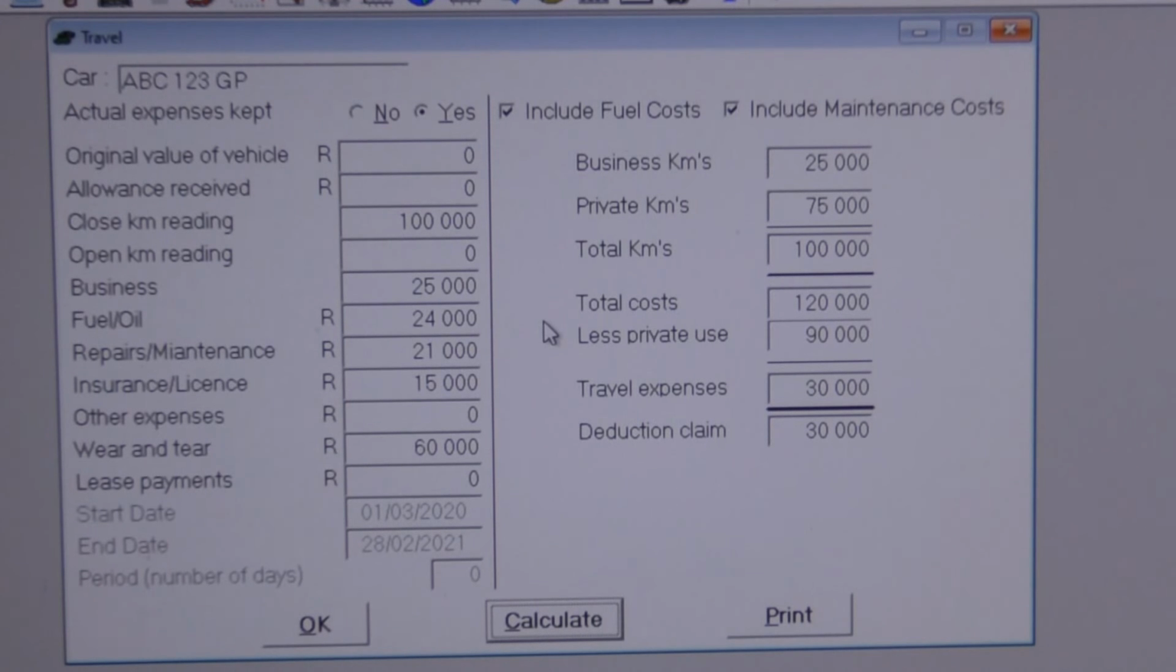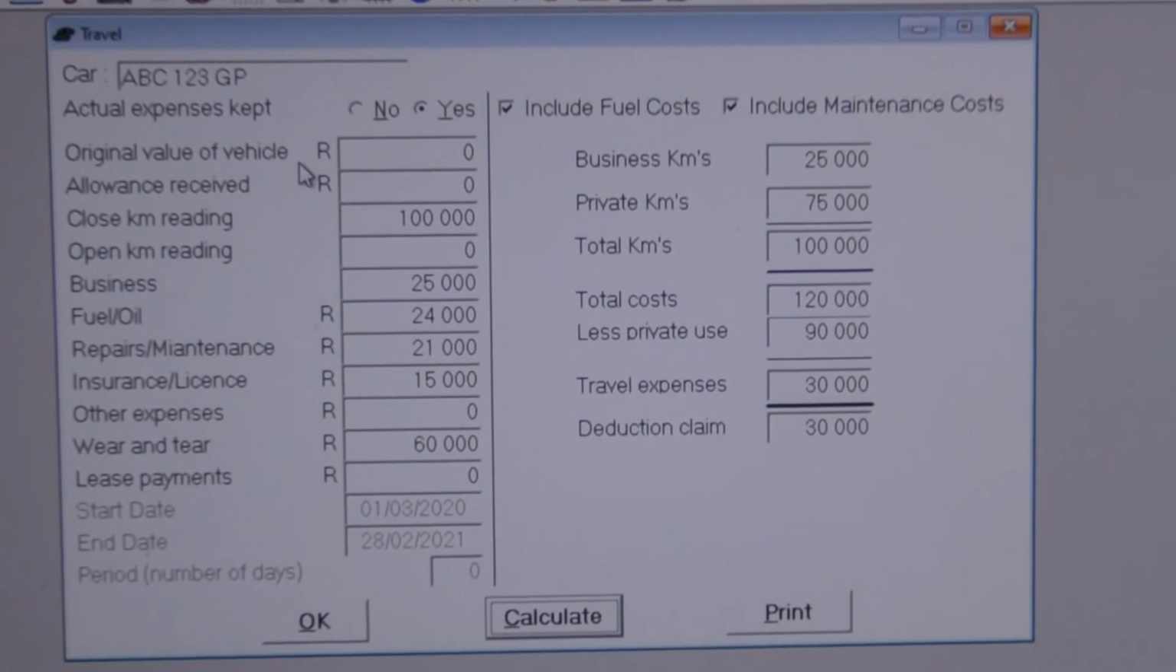Okay, we've entered total expenses of 120,000 Rand. Now, SARS is only going to allow us to claim the portion of these expenses according to the mileage we did on business distance. Once again, SARS will not give us back anything we spent on private distance. Since the mileage figures from the logbook show that we did 25% of total mileage on business, our claim is 25% of the 120,000 Rand expenses.